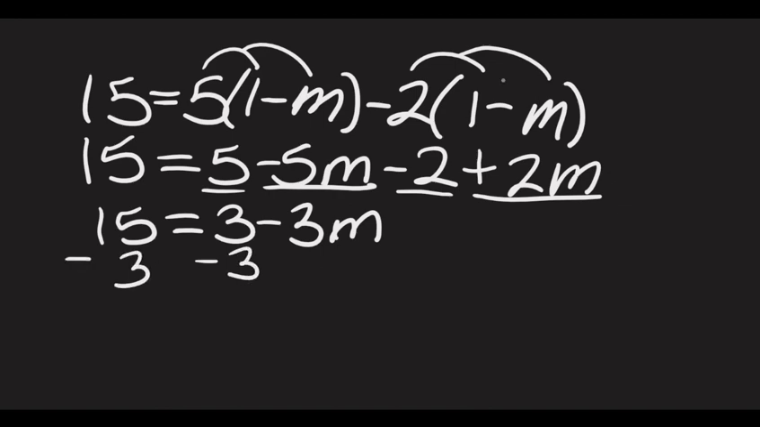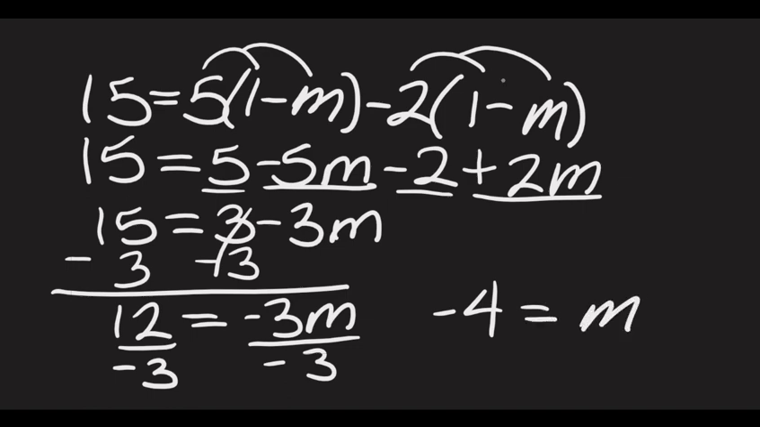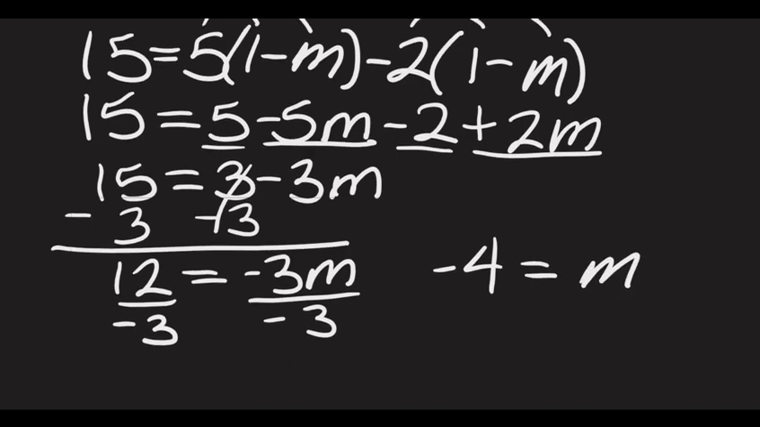The next step is to subtract 3 on both sides. Here we will have 12 equals negative 3m. The last step to get m by itself is to divide each side by negative 3. And we end up with negative 4 equals m.